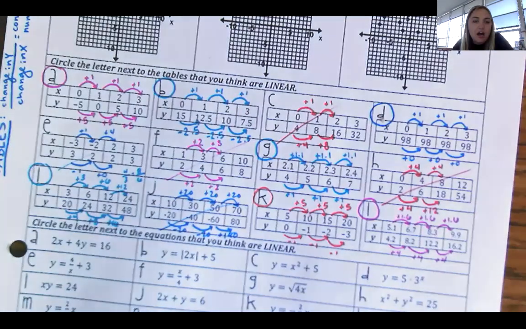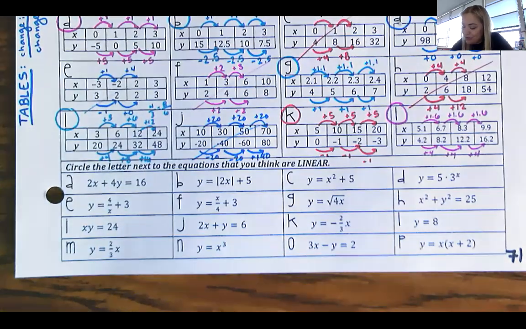Okay, one last section. Our last section is going to be equations. So you are going to circle any of the ones below that in your heart you think would be linear. So this is just an initial first guess. I promise we'll talk about them in just a moment. Feel free to use desmos.com, by the way, if you would like.